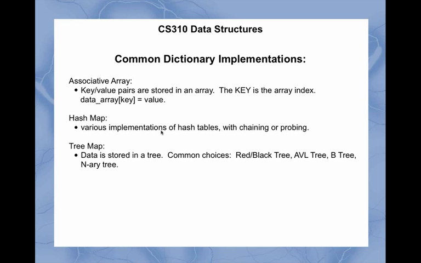And then we have tree maps, or trees, where data is stored in a binary search tree of some type. Common choices are red-black trees, B trees, N-ary trees, and perhaps AVL trees, though less commonly so. The difference between these two is as follows. With the hash table implementation, you have big O of 1 operations for insertion, deletion, and searching.